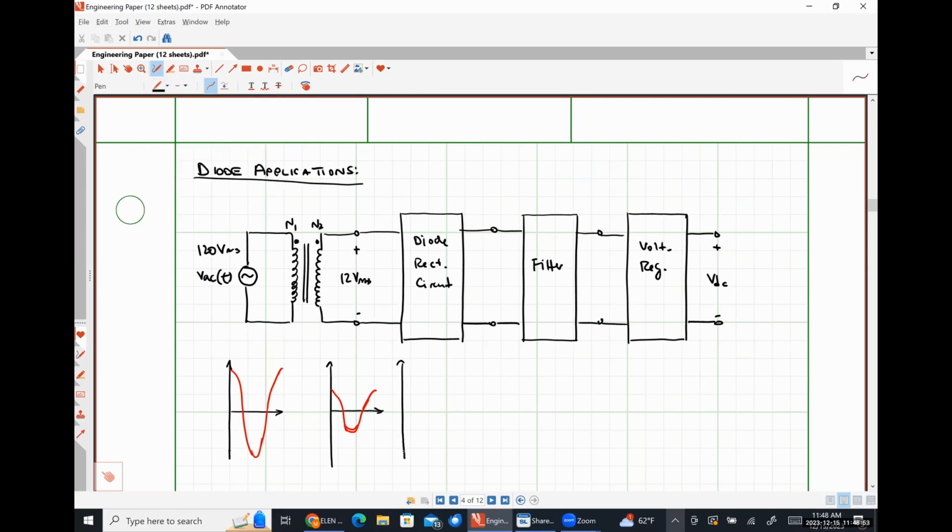Through our rectifier circuit, and this waveform is actually going to change depending on if we have a half-wave rectifier, full-wave rectifier, etc. We might have something like this, where we're just going to keep the positive portions of the waveform if we're dealing with a full-wave rectifier.